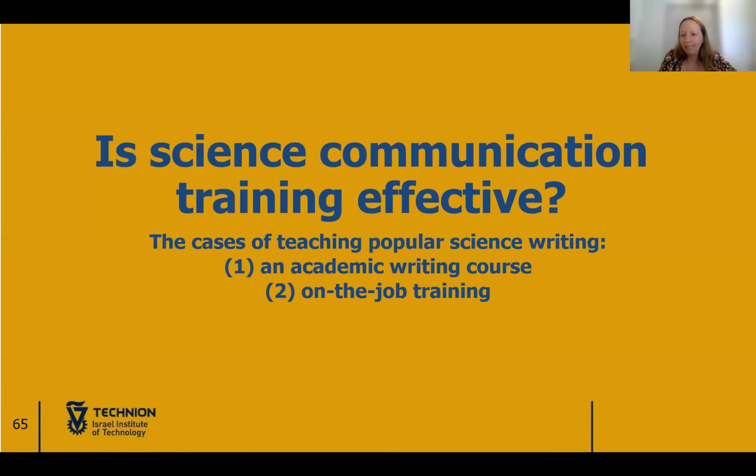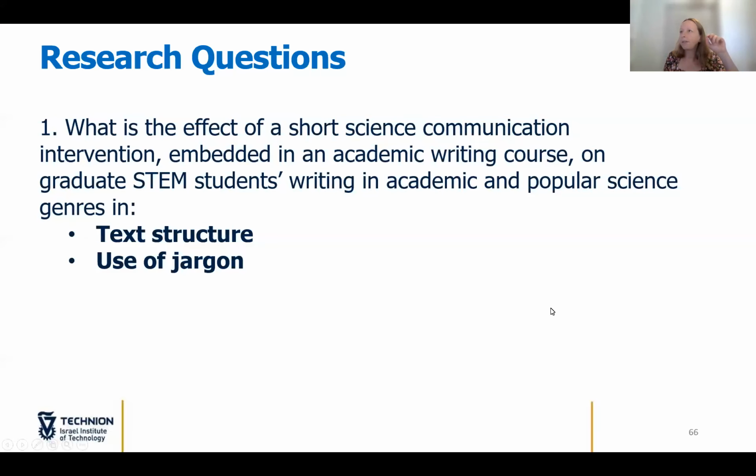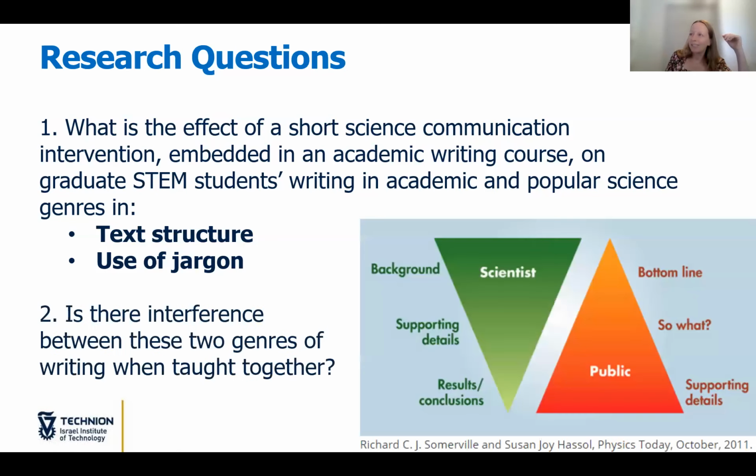Okay, so that brings me to the next question: is science communication training effective? I'm going to show just two examples. One from an academic writing course that had science communication incorporated into it, and the second is an on-the-job training option. The research question here was, what is the effect of a short science communication intervention, so one lesson embedded in an academic writing course, on graduate STEM students writing in academic and popular science genres, both at the text structure level and the use of jargon? And the second question is, is there interference between these two genres when they are taught together?